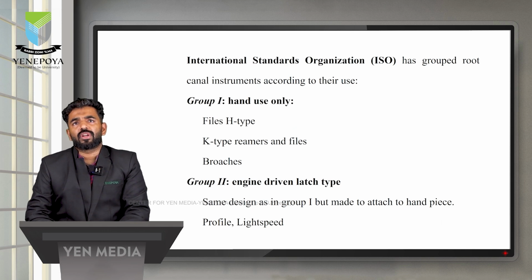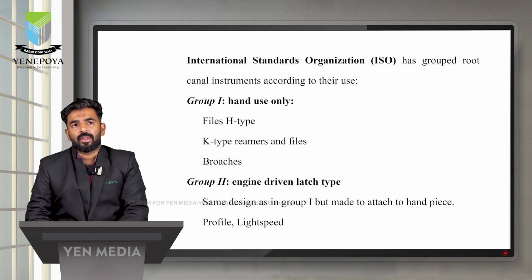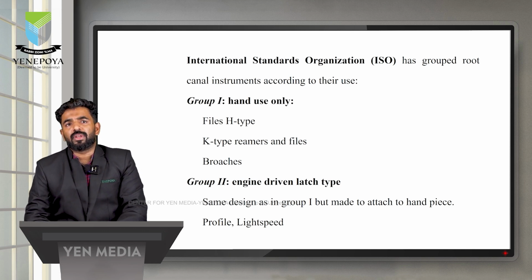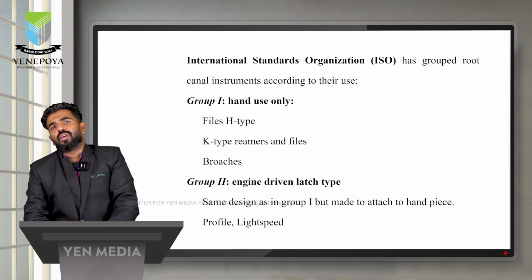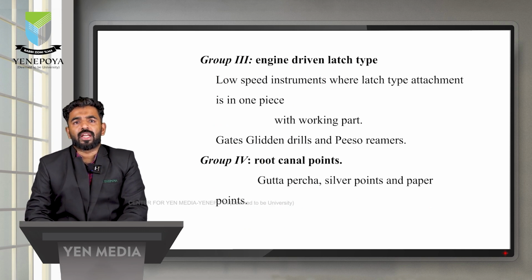The International Standards Organization has grouped the root canal instruments according to their use. Group 1, hand use only: files, H-type files and K files, reamers and broaches. Group 2 are engine driven, latch type. This is a high speed instrument with the same design as group 1. It has to be attached to the handpiece. Examples are ProFile and LightSpeed.